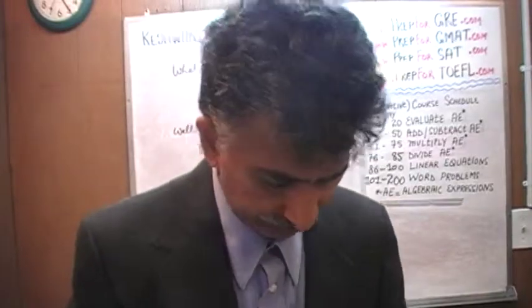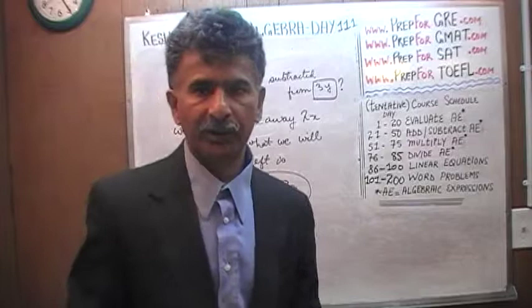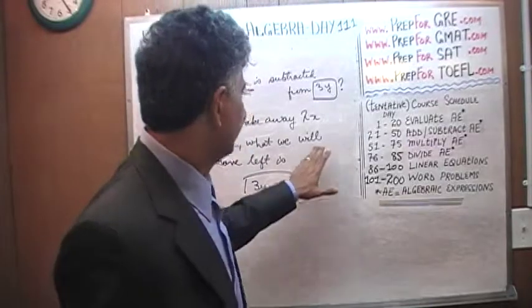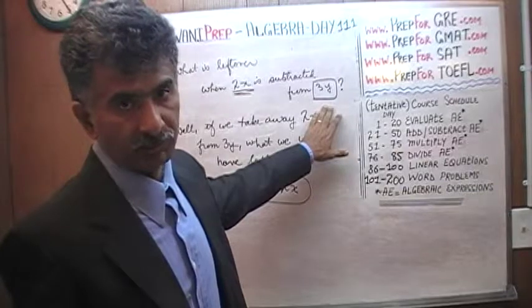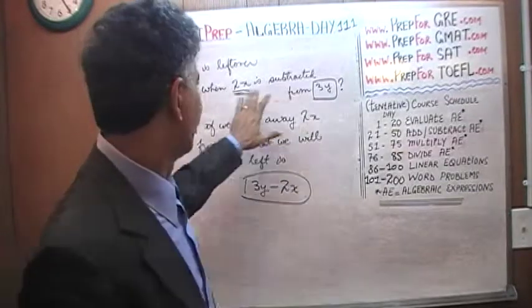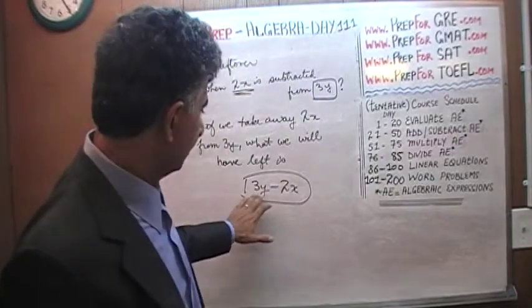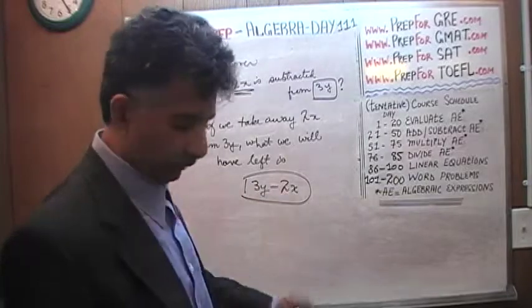So a question like this will have this answer. What is left over when some quantity is taken away from 3y? The answer is that what is left over is going to be the 3y that you started out with minus the quantity. In this case, the quantity happens to be 2x. So it's the 3y that you started out with, we take away 2x, we're left with 3y minus 2x.